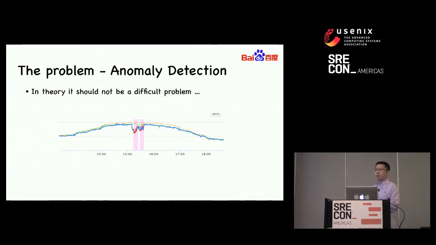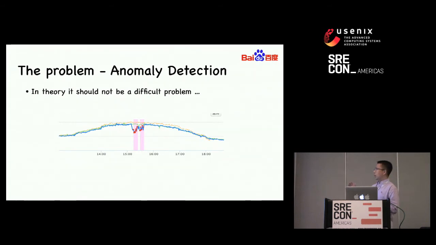We have lots of algorithms to generate the expected value. For example, the simplest one, maybe we just use yesterday's value as today's expected value, or we can use the average of the last week's values as the expected value. So that is what the picture looks like.